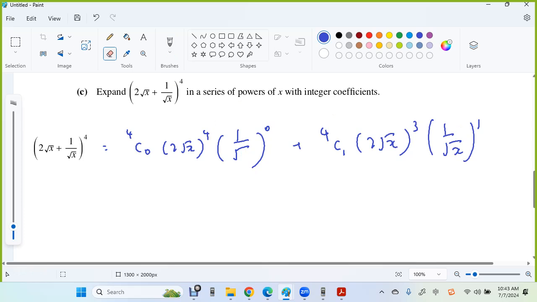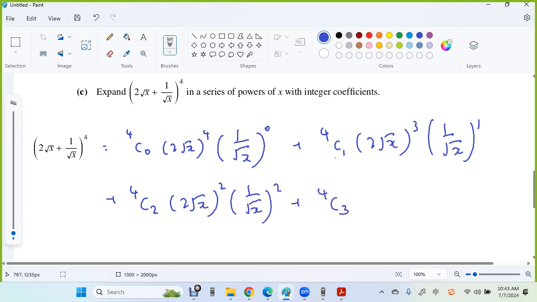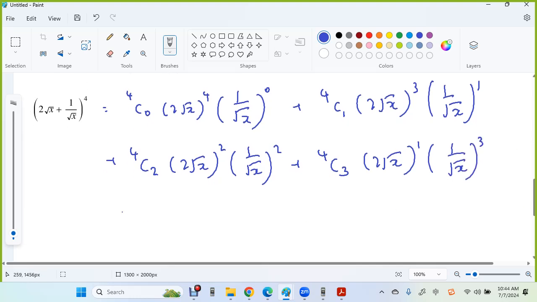Okay, and then the 4c2 2 square root x power 2, 1 over square root x power 2, and then 4c3 2 square root x power 1, 1 over square root x power 3, and then we have the 4c4 2 square root x power 0, 1 over square root x power 4.